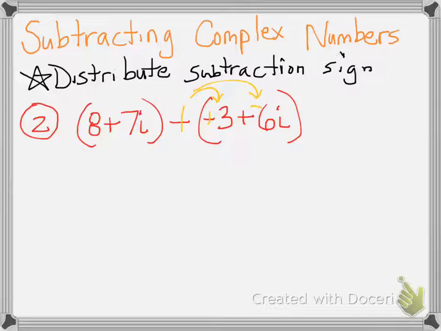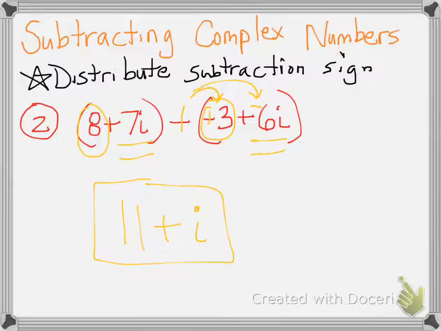And so now it becomes an addition problem, and the only thing I'm going to do is combine the real with the real. And so that's just 8 plus 3, which is 11. And the imaginary with the imaginary, which is positive 7 plus negative 6i, which will be just positive 1i. And I don't have to put the 1 in front, so my answer here will just be 11 plus i. And so the only thing you really need to know there is to distribute the negative sign. That's key for subtraction.